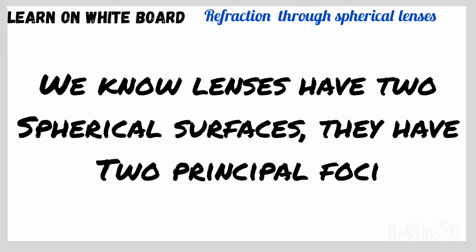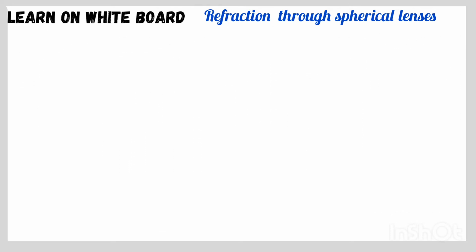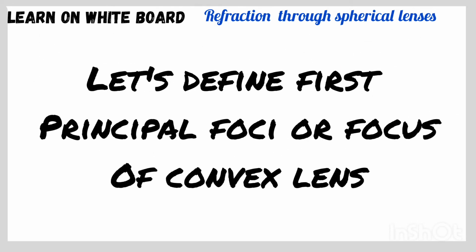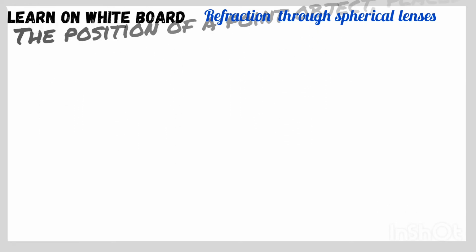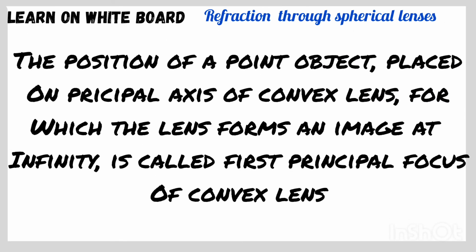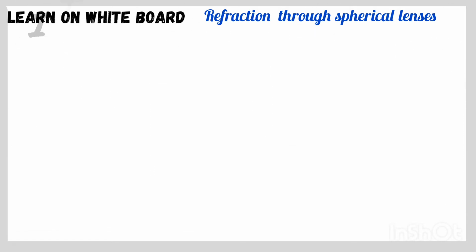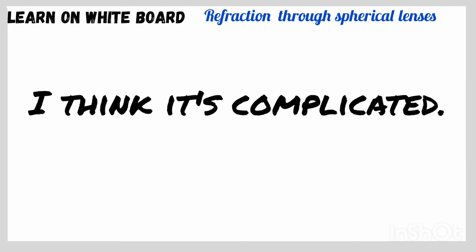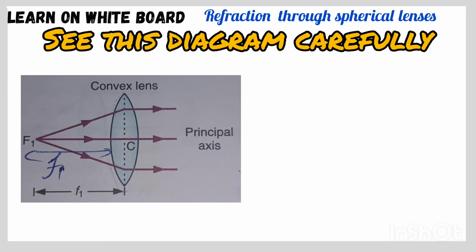We know lenses have two spherical surfaces. They have two principal focus. Let's first define the first principal focus of convex lens. The position of a point object placed on the principal axis of a convex lens for which the lens forms an image at infinity is called the first principal focus of convex lens. I think it's complicated. See this diagram carefully.